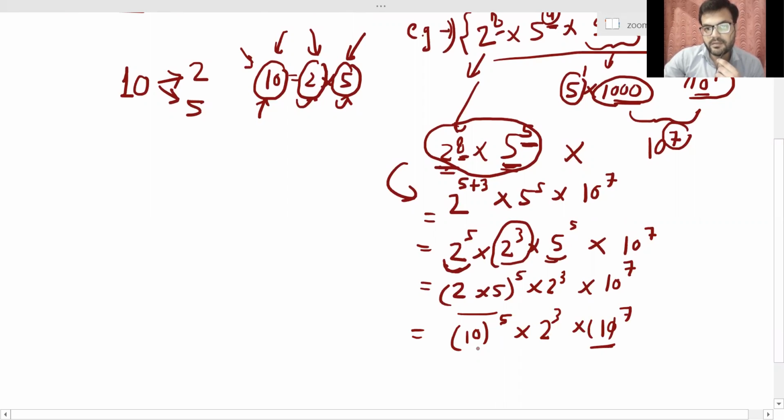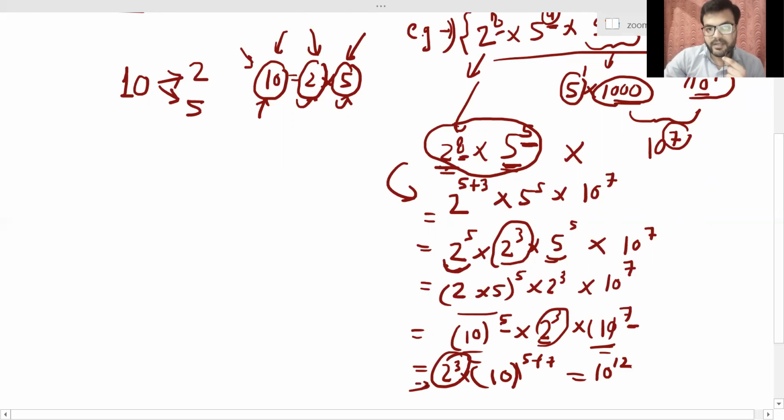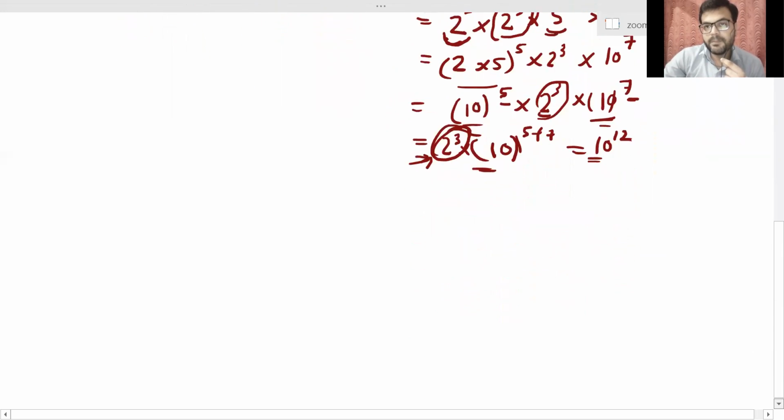So we have got 7 10s over here and we have got 5 10s over here. So in total we'll have 10 raised to the power 5 plus 7, which is 10 raised to the power 12. So we have got 12 number of trailing zeros, or the maximum power of 10 is 12 in this expression. Got it? And this 2 cube can be written here separately. There is no use of this 2 cube now while finding out the power of 10. So this is left. So the maximum power of 10 is 12.